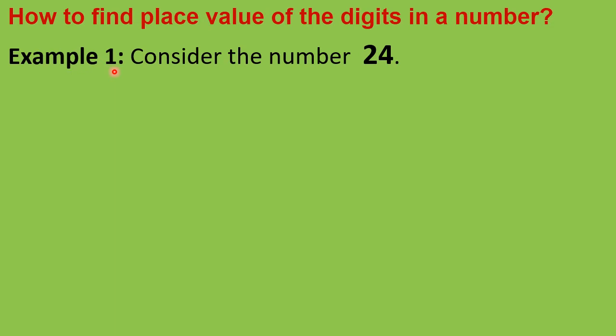Example number 1. Consider the number 24. To understand how to find the place value of the digits in a number, we consider the number 24. 24 is a two-digit number formed by the digits 2 and 4. Now let us represent the number 24 on an abacus.